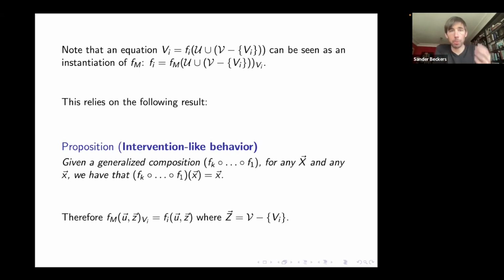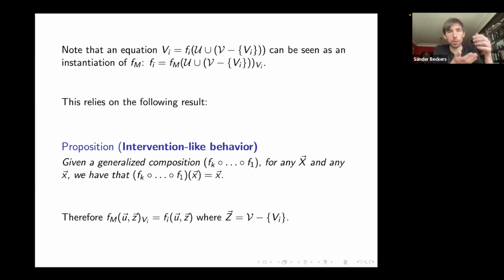So if you're considering a variable vi, then the function fi would take as arguments all the exogenous variables u and all the endogenous variables except for vi, right? That's the proper domain for that function. So if you just tell Fm, those are the arguments I'm considering, it'll behave as fi. It'll be exactly the same thing. And that has to do with this idea where I mentioned if you give a variable to a function which is in the codomain, the function won't do anything to it. It'll just pass through the input.